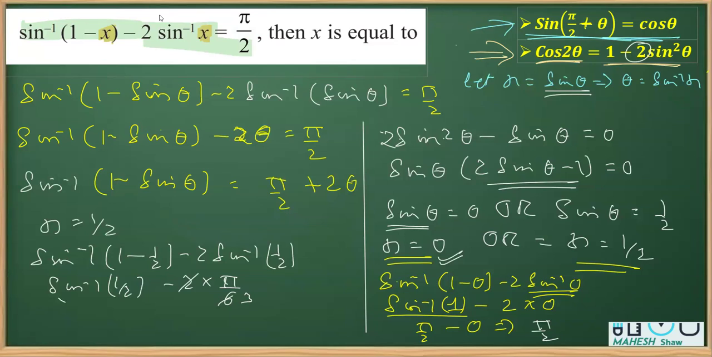Sine inverse half here once again can be written as pi by 6, minus pi by 3, which is equal to minus pi by 6. Clearly, this is not equal to pi by 2, because we were just checking whether the LHS is equal to the RHS. So pi by 6 minus pi by 3 is not equal to pi by 2. So we'll therefore discard this value, and the final answer for this is x equal to 0.